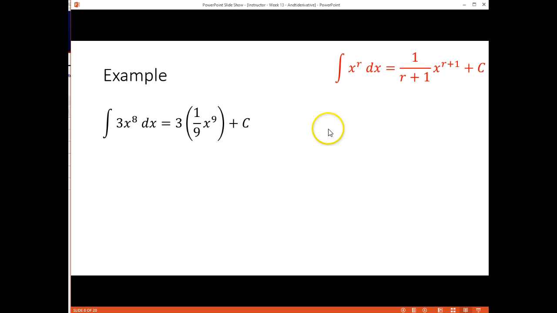Now we do need to simplify this. We're still going to add our c. We need to distribute this 3, and we get 1/3 x to the 9th plus c. Again, this isn't very difficult. It's just following the rules, but all your rules are backwards. They're basically the inverse of what we've been doing to date.